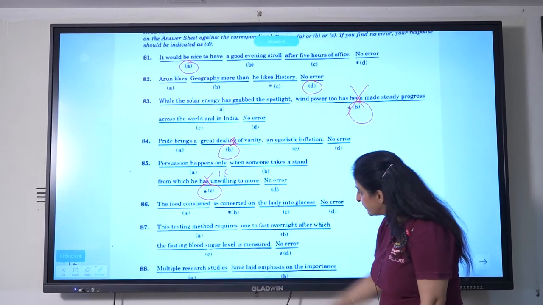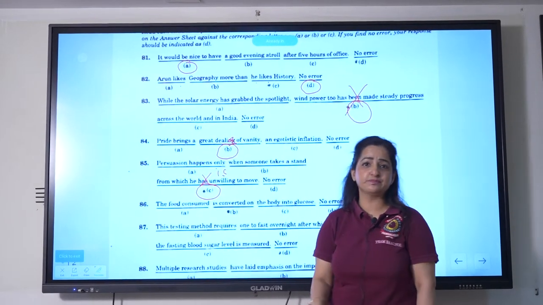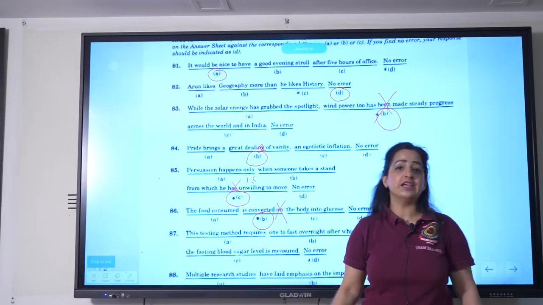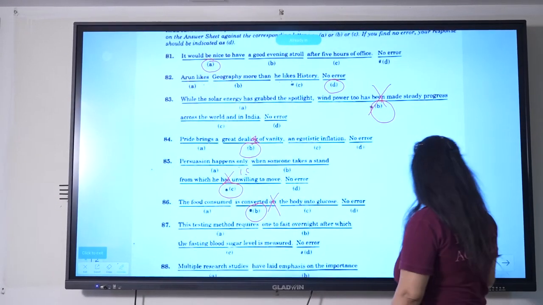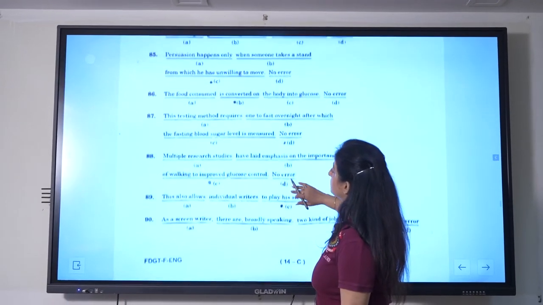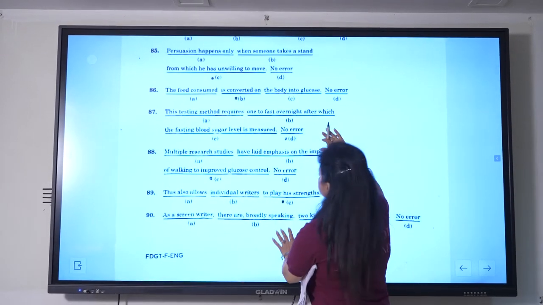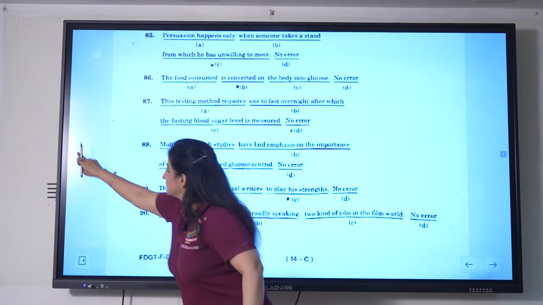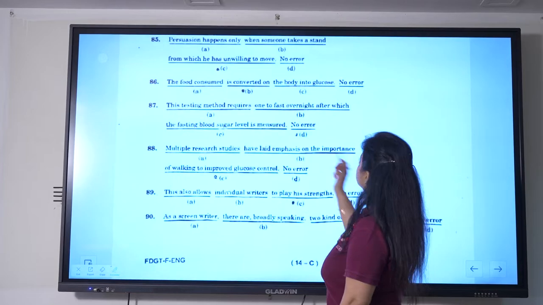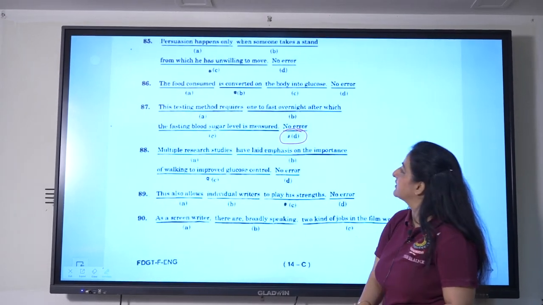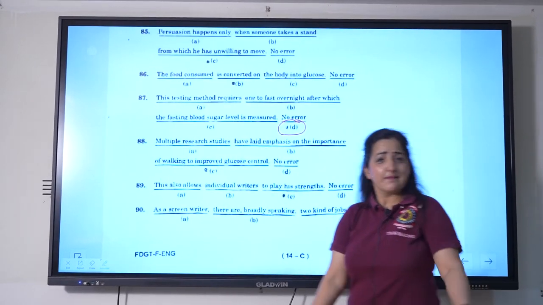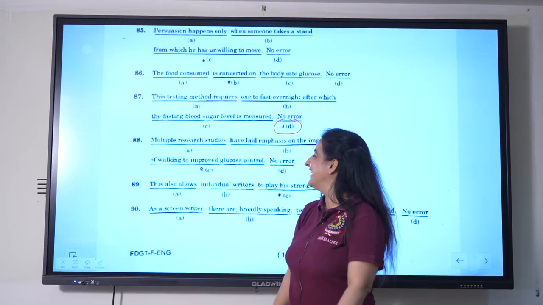Okay, the food consumed is converted on the body. Body ke upar ya body ke andar? So therefore, not on, it should be in the body. Okay. This testing method requires one to, this is no error. This testing method requires one to fast overnight, after which the fasting blood sugar level is measured. No grammar error over there, so no explanation, yeah.